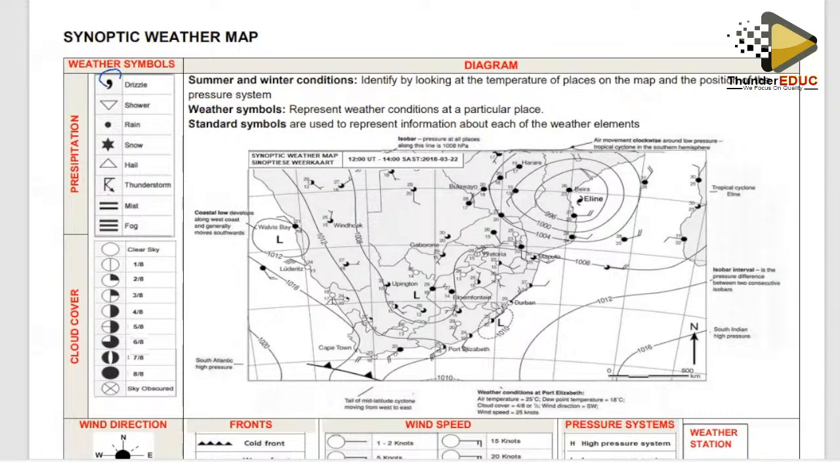We have this one here. You can see the symbol, which is like a 9. That is a symbol for drizzle. And we have an inverted triangle. This one that we have here, that's a symbol for rain shower. And then that dot is a symbol for rain. And you see the star there, it represents snow. And then that triangle, which is placed up, is for hail.